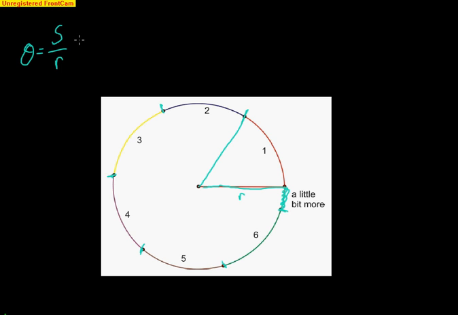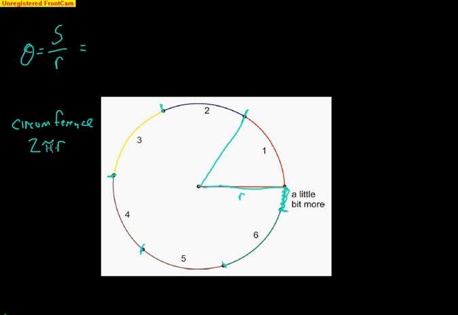Hopefully this makes sense, this 6 and a little bit more. So let's try to think about this more mathematically. The arc length of an entire circle is known as the circumference. The circumference is the arc length of an entire circle, and you should know from geometry that it is 2 pi times your radius. Again, bigger radius, bigger circumference.